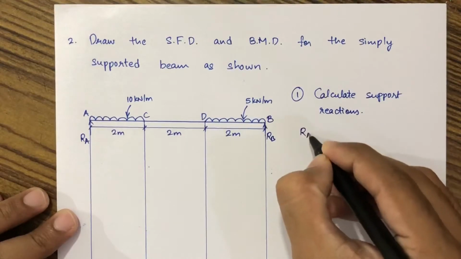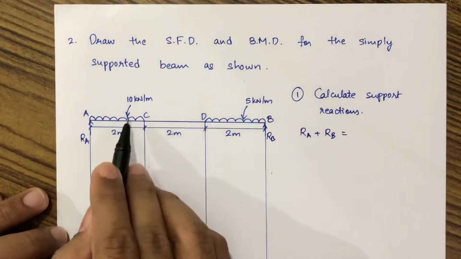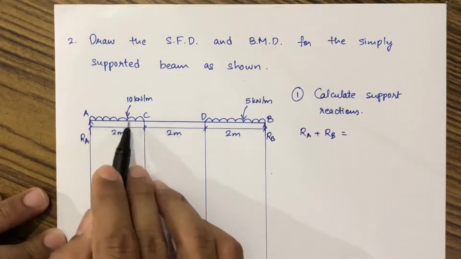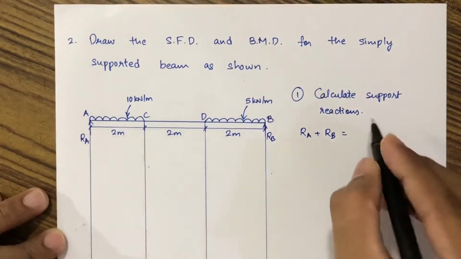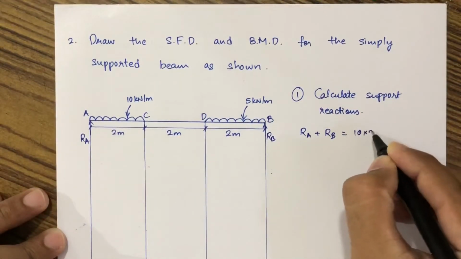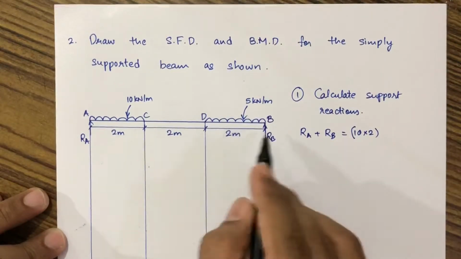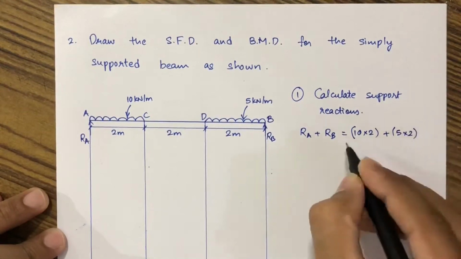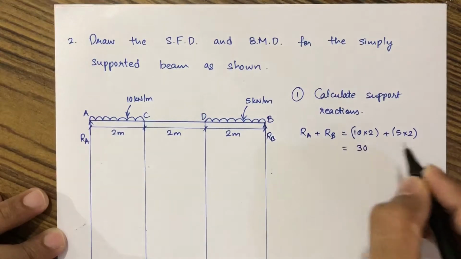So RA plus RB will be equal to, this is a UDL. So this UDL has intensity of 10 and it has a length of 2 meters. So this will be 10 into 2. This is intensity 5 and it has a length of 2 meters. So this will be plus 5 into 2. So RA plus RB is 20 plus 10, that is 30.